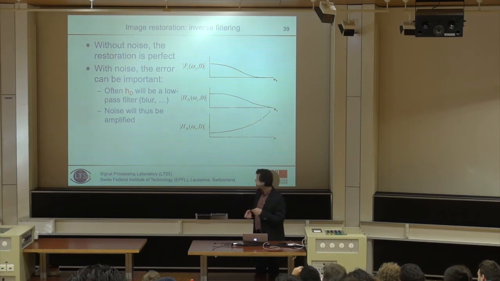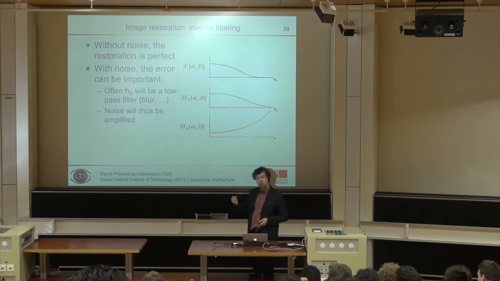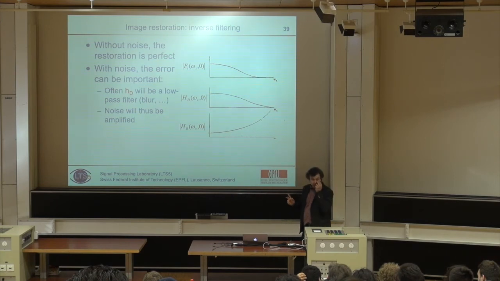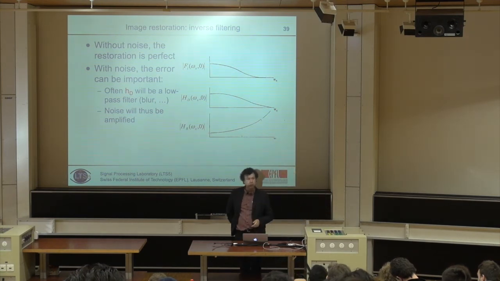Of course, it becomes unstable if the degradation filter has zeros in its frequency response, because 1 over 0 will be unstable. But except for that numerical problem, the concept really holds. Is that clear? Simple, huh? Now let's move to what it gives.